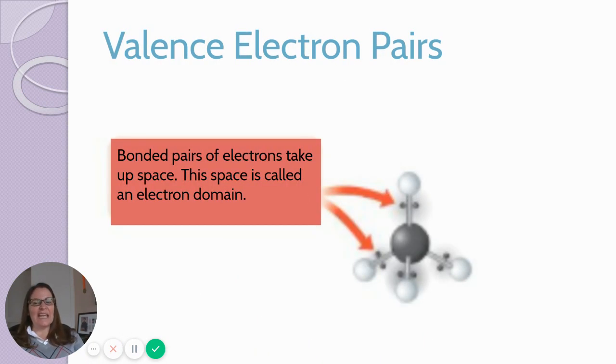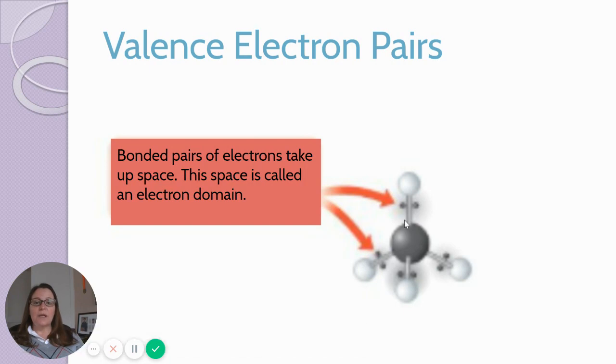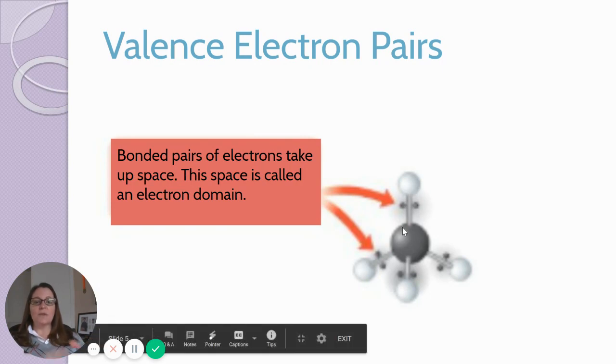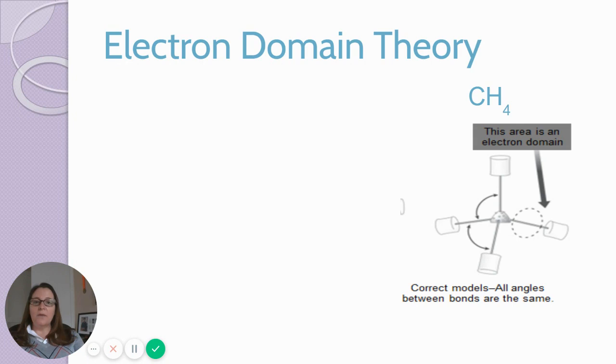I know this is fuzzy. I can't get the online version of the textbook to come out clearly, but the idea is still there. This is a pair of shared electrons, and that's what's creating the covalent bond between these two atoms. These electrons take up space, and as a result they push away from each other, and we get a couple of results from these valence electron pairs. This theory is called the electron domain theory. This picture here is the gumdrop and marshmallow model you created on your own for CH4.